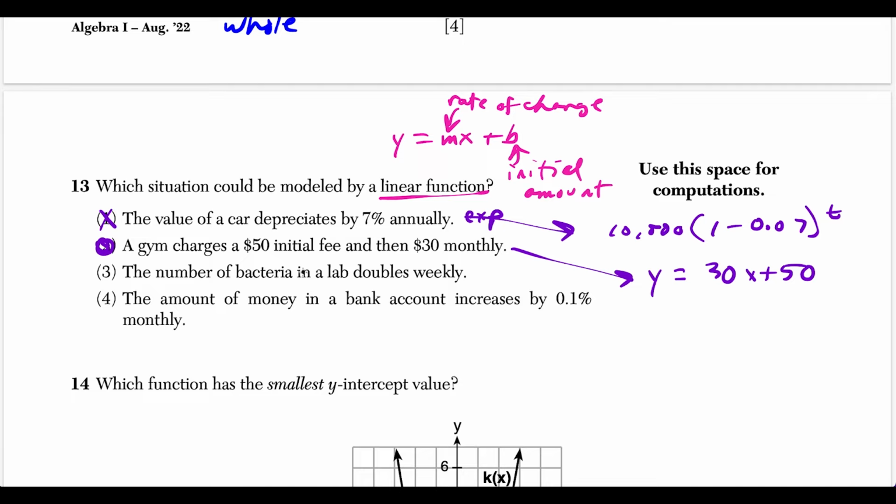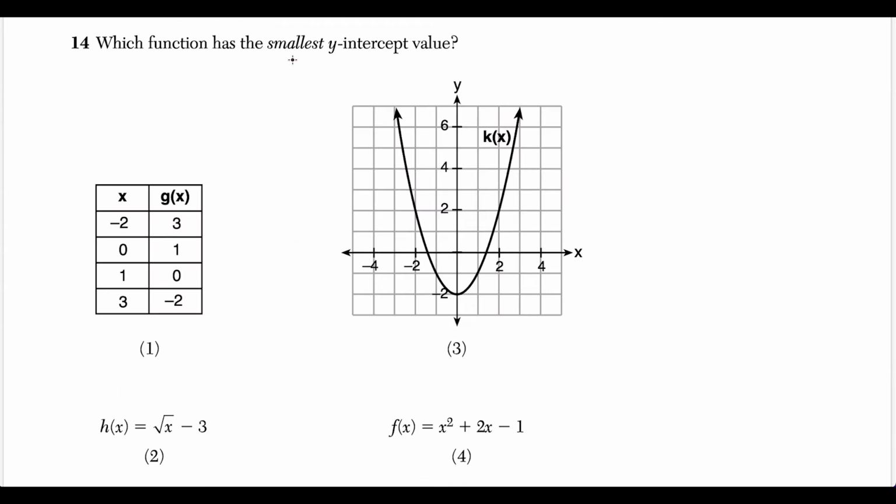But now, just to make sure the other answers are no good, we'll go through them. The number of bacteria in a lab doubles weekly. This would be an equation that has something times, let's say, 2 to the x, because multiplying by 2 repeatedly doubles your function, but this is an exponential function, so this would get rid of choice 3. Now for the last one, this one we could also cross out because this is just like choice 1, except this time the amount of money is increasing by a certain percent, so this is also exponential. So definitely choice 2. So question 14, which function has the smallest y-intercept value?